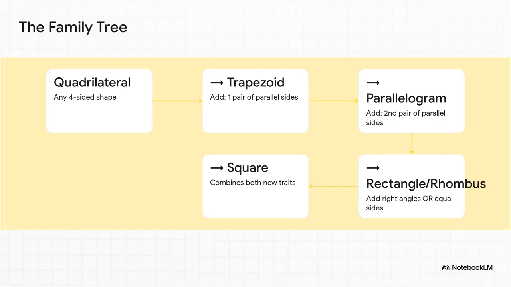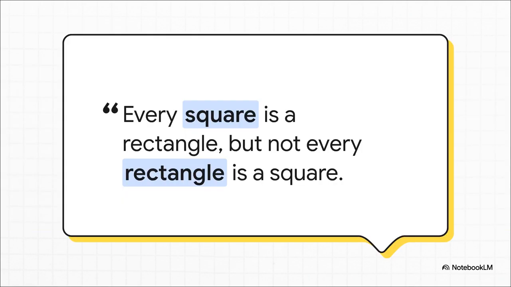We start with the simple idea of any four-sided shape, the quadrilateral. We add one rule, one pair of parallel sides, and we get the trapezoid. Then we add a second pair of parallel sides to get our key ancestor, the parallelogram. From there, the path splits to the rectangle and the rhombus. And finally, those two paths join back together to create the most specific, most powerful shape of them all, the square. You know that classic saying, every square is a rectangle, but not every rectangle is a square.